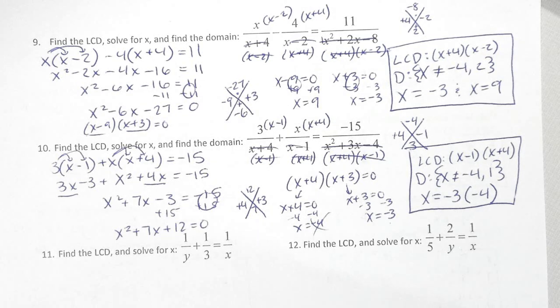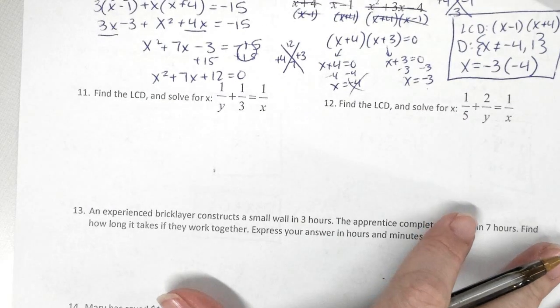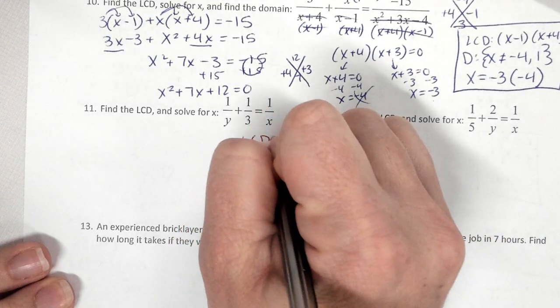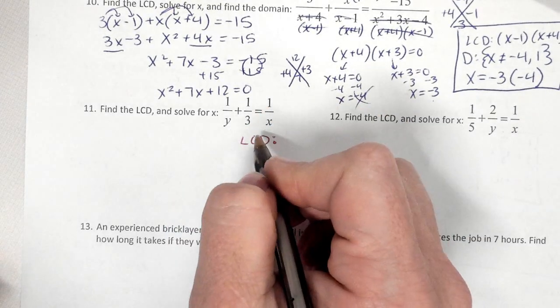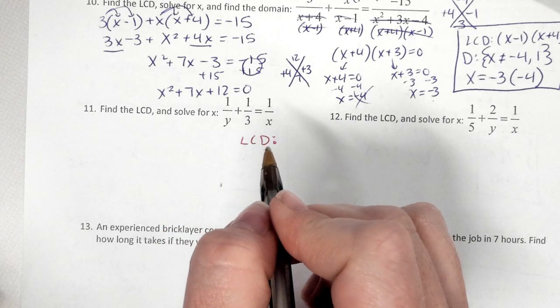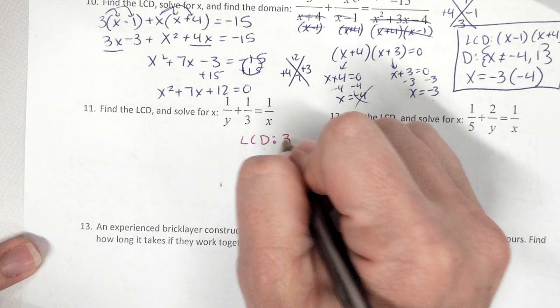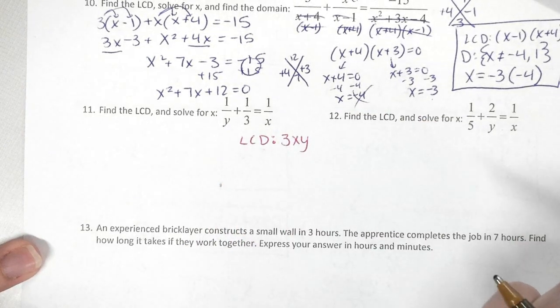Okay, so those are the same type of problem. Let's look at 11 and 12. They're also the same type of problem. So here it says find your LCD. Well, I have a 3, an x, and a y. None of them already is in common, so I'm going to multiply them all together. So it's just 3xy. And then I need to solve for x.